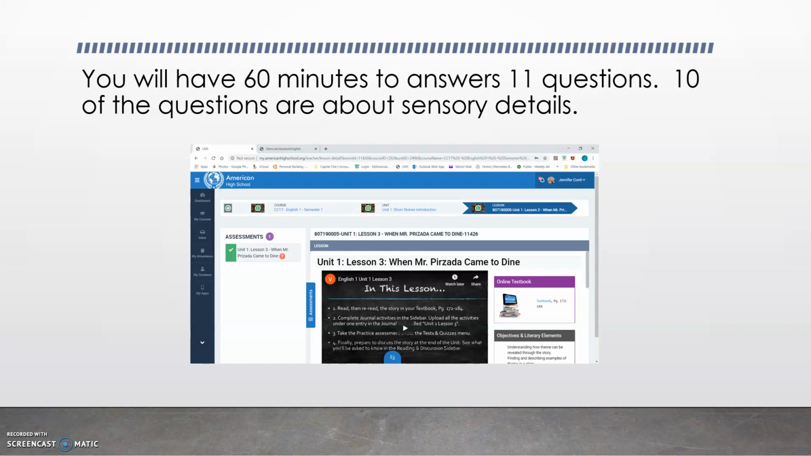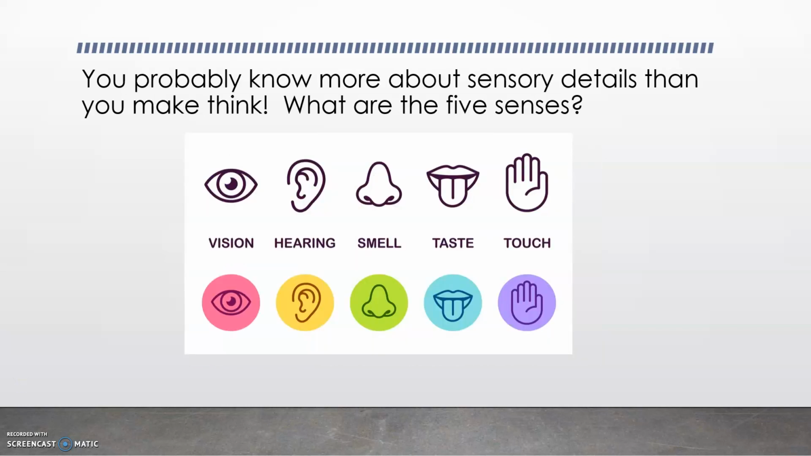10 of the questions on the test are about sensory details. You probably already know a lot more about sensory details than you may think. Ask yourself, what are the 5 senses? Vision, hearing, smell, taste, touch.